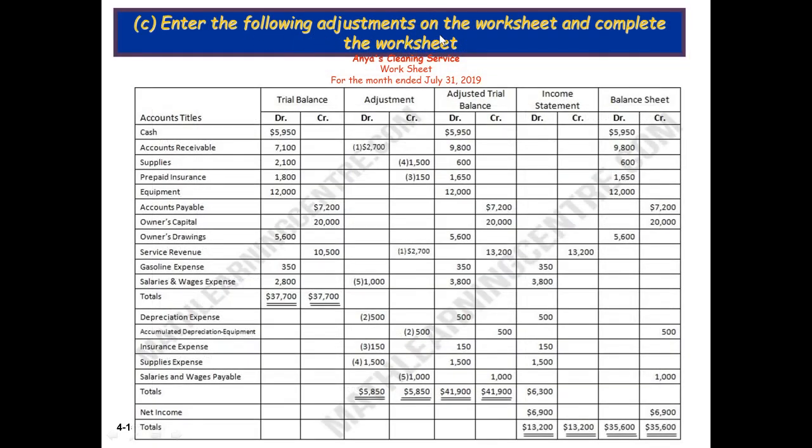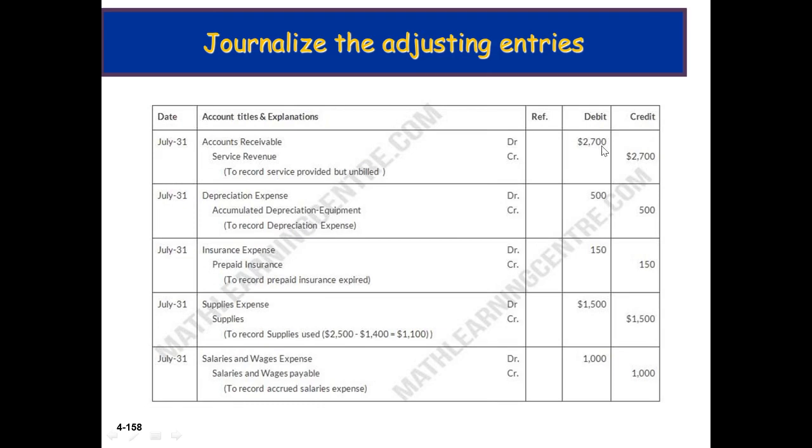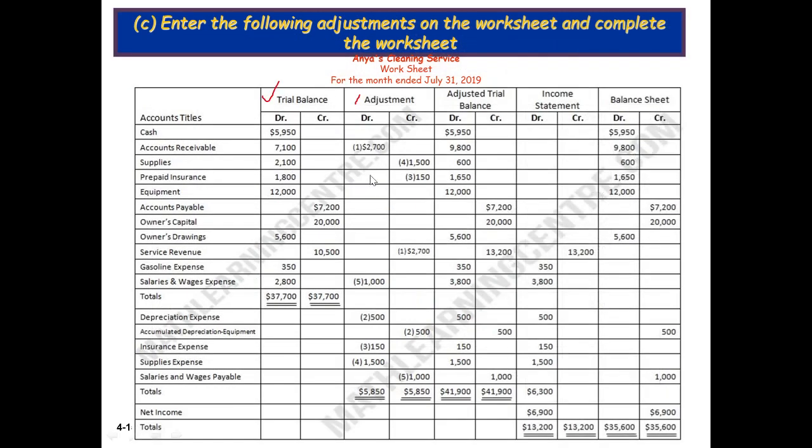Finally, enter the following adjustments on the worksheet. Complete the worksheet. Now this balance comes from the trial balance. These are all trial balance items. And this is the adjustments, that means these figures, 1, 2, 3, 4, 5, 6, 7, 8, 9, 10. These 10 debit and credit figures, and this is the adjustment total figure.